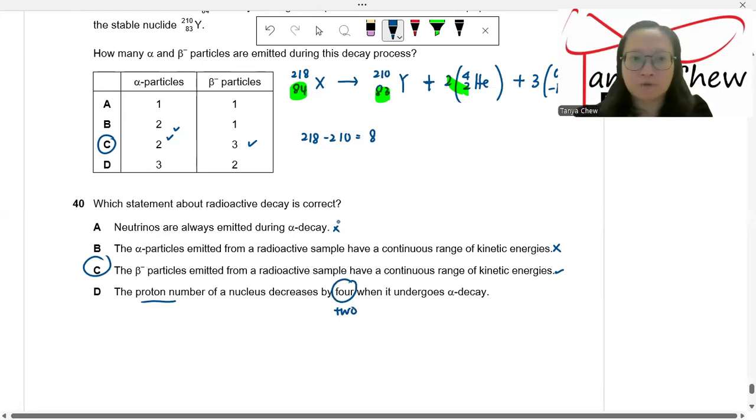So that's the end of the discussion of May-June 2024, paper 14.